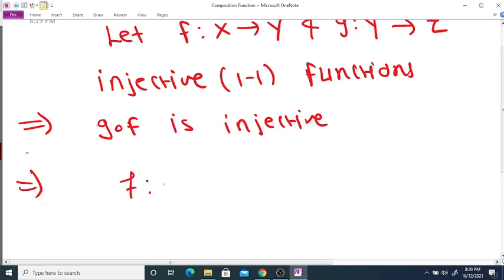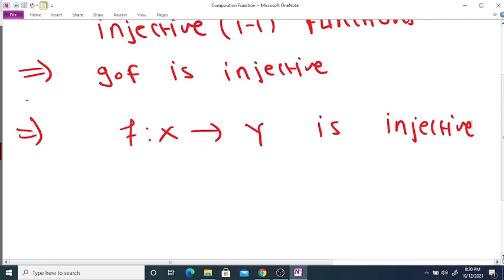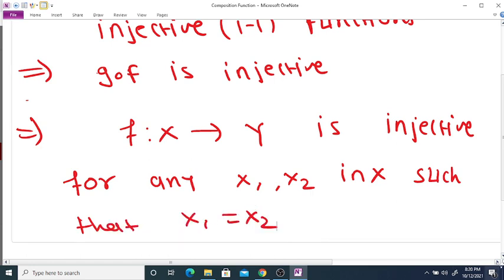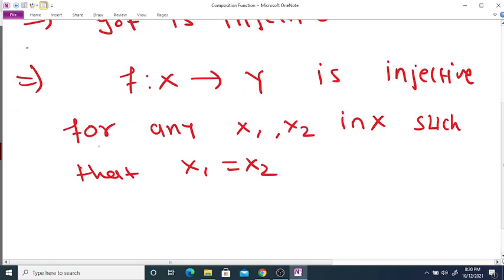Now since f is a function from X to Y and is an injective or one-one function, this implies for any x1, x2 in X such that x1 is equal to x2 implies f of x1 is equal to f of x2.